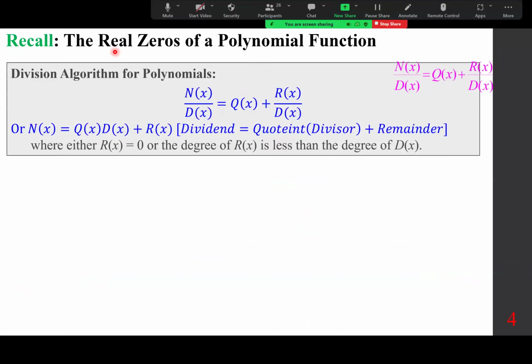The real zeros of a polynomial function. Here's the division algorithm. N of x divided by d of x is q of x plus r of x over d of x, or n of x is q of x times d of x plus r of x. Dividend is quotient times the divisor plus the remainder, where either r of x is 0 or the degree of r of x is less than the degree of d of x. That's when you stop. And of course, if r of x is 0, that means d of x is a factor of n of x.